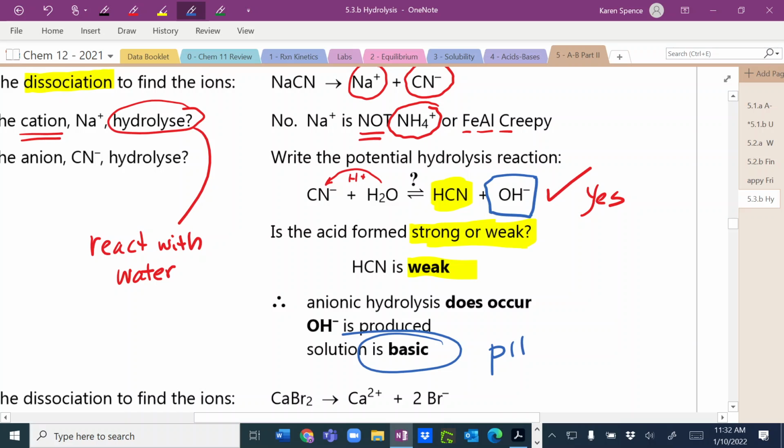What can you say about the pH if it's basic? The pH is? What's a basic pH? Greater than 7. Just a quick little reminder there for Unit 4 test stuff. Basic pH is greater than 7 unless you're at a temperature other than 25 degrees, right?